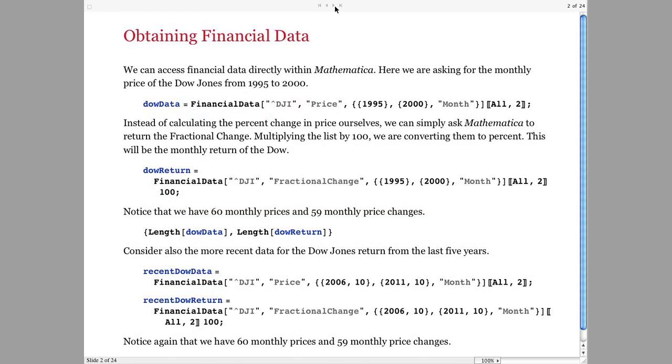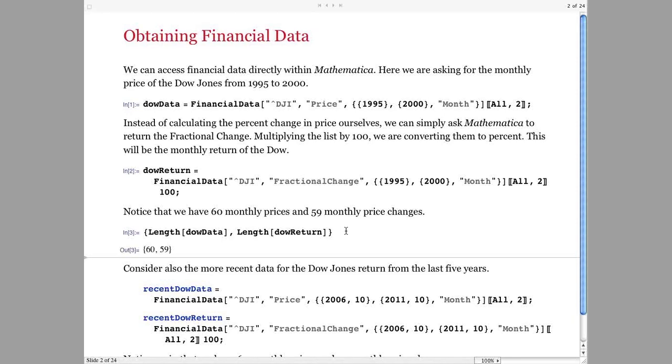We can access financial data directly within Mathematica using FinancialData. Here we're asking for the monthly price of Dow Jones from 1995 to 2000. Instead of calculating the percentage change in price ourselves, we can simply ask Mathematica to return the fractional change. Notice we have 60 monthly prices and 59 monthly price changes.